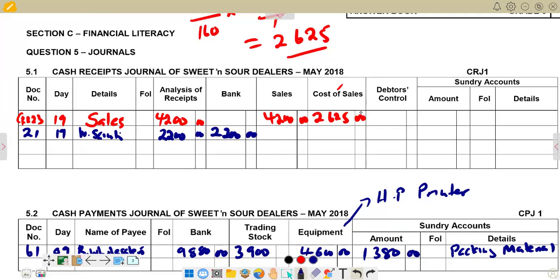And then we do not have a column for rent received here. So if you do not have a column for the description of what we are receiving, we can just post it under sundry accounts. So under sundry accounts, we're saying the amount that we have there is 2,200. And then for the details, we are saying this is rent received. So we can just say here rent. This is rent received. So this is what we have according to this transaction. So we can go again to check on the next transaction.